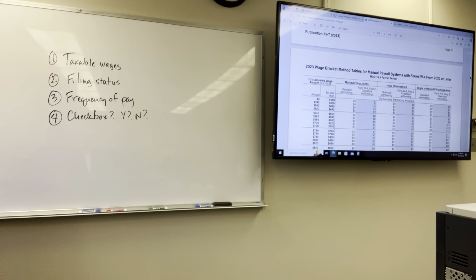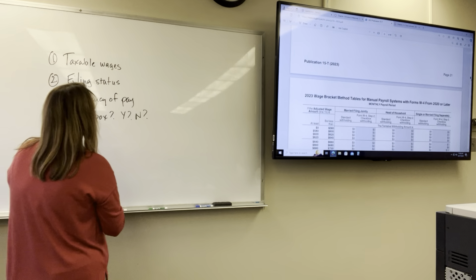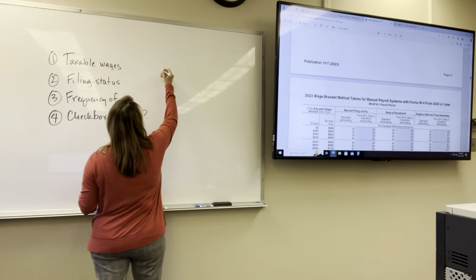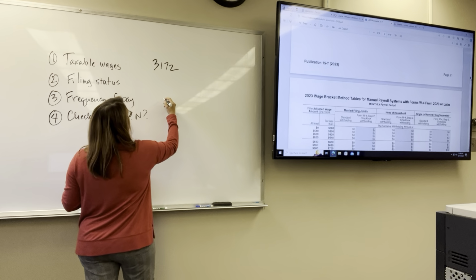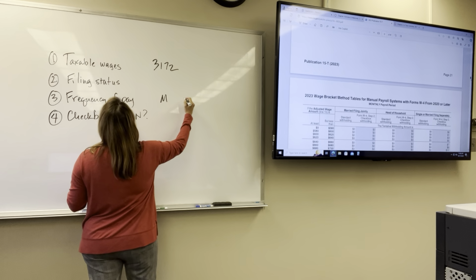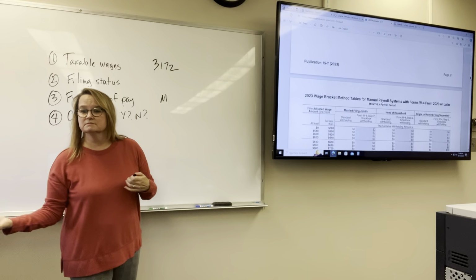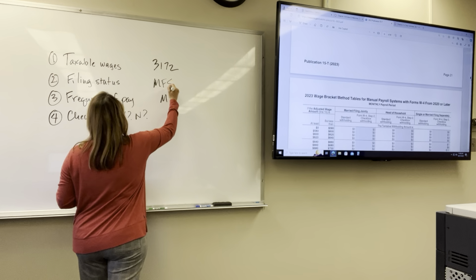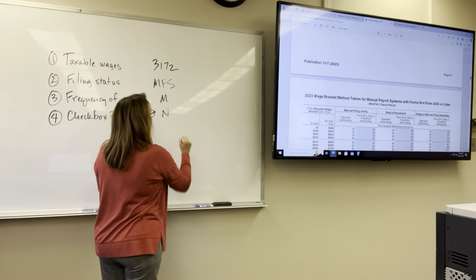So let's do some more practice with this. All right, I'm going to give you the taxable wages just so I know that we're going to stay underneath these thresholds. 72, and they're paid monthly. Give me a filing status. Married filing status. And checkbox, yes or no? No. All right.